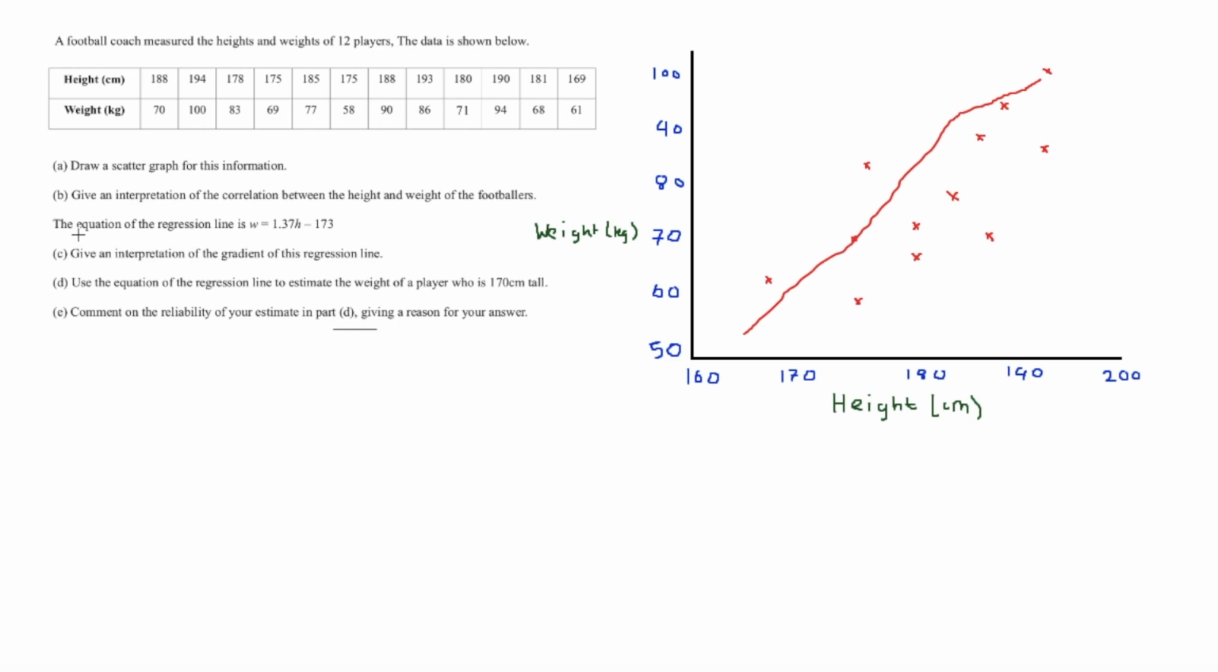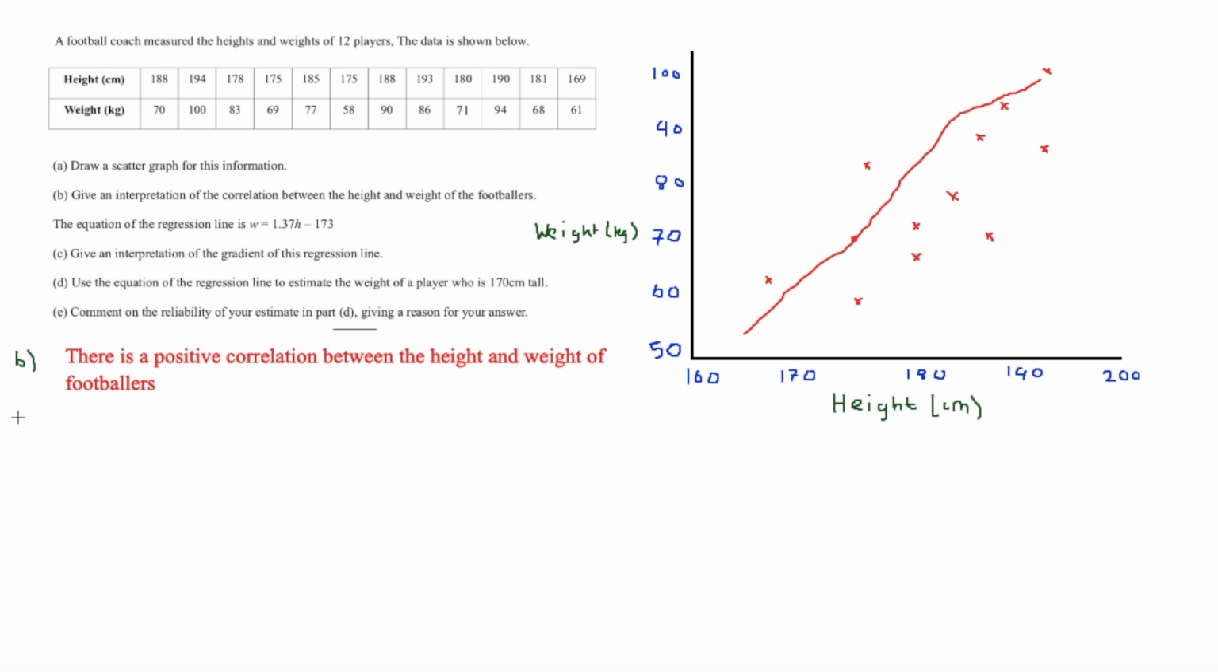The next question is asking us to give an interpretation of the correlation between the height and weight of footballers. In order to do this, we would say that there is a positive correlation between the height and weight of footballers. And that is all you have to do. That's why it's an interpretation, because it's quite a wordy question.